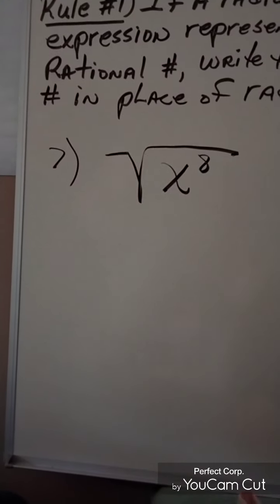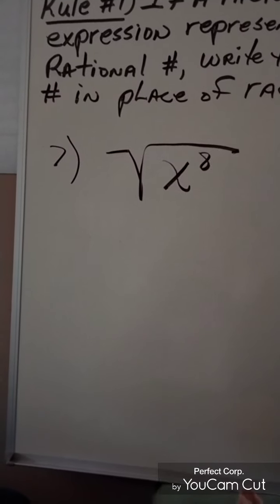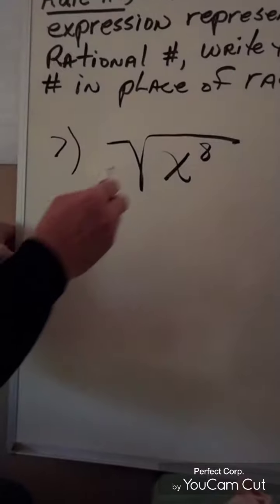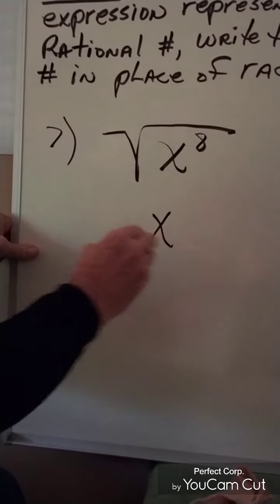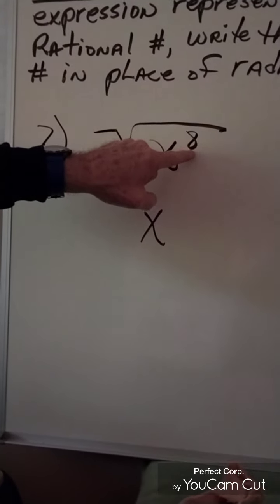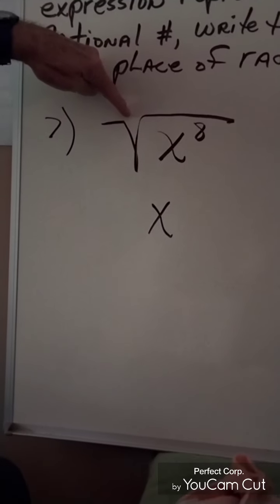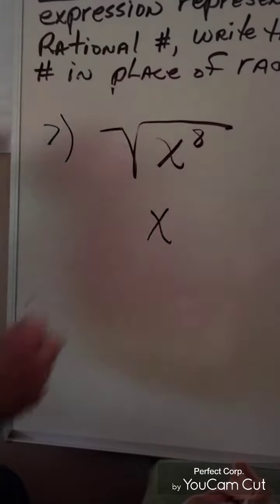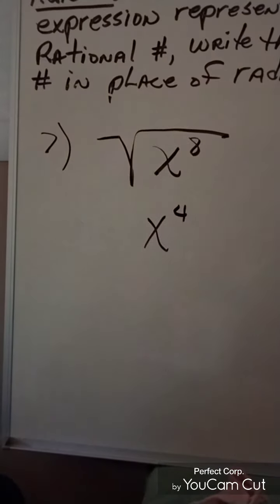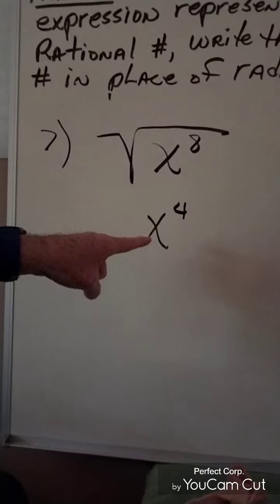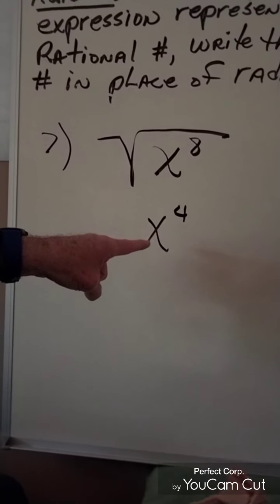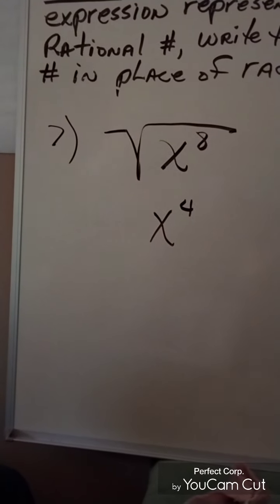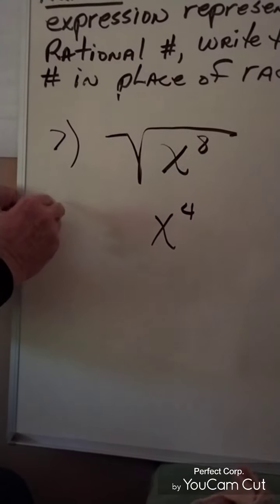That represents a rational number because the power in the radicand has an even exponent. Bring down the x. Take the exponent of 8, divide it by the index of 2. 8 divided by 2 would give us x to the 4th. Now let's just consider this and see if absolute value would really have to be used. Let's let x be a negative number again. Let it be negative 1 again.